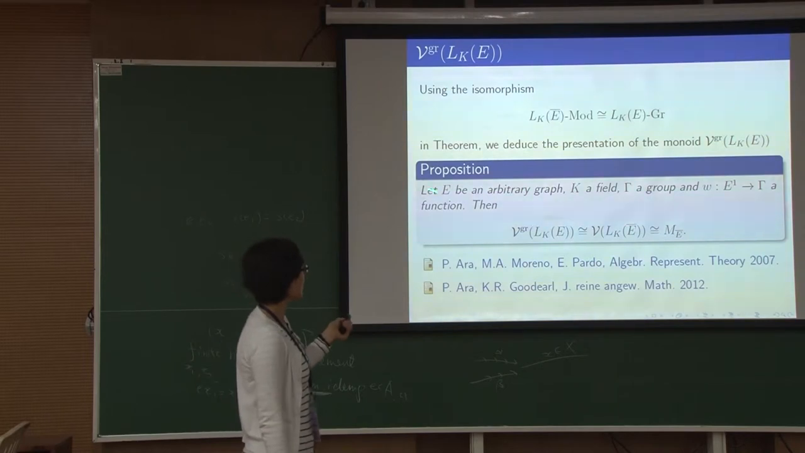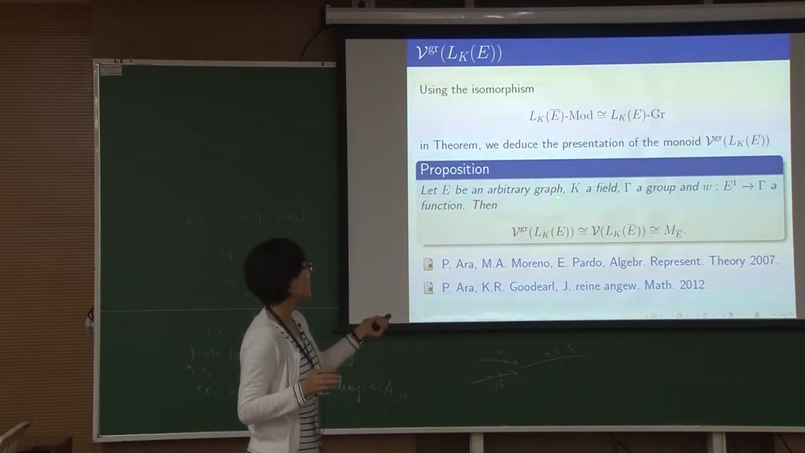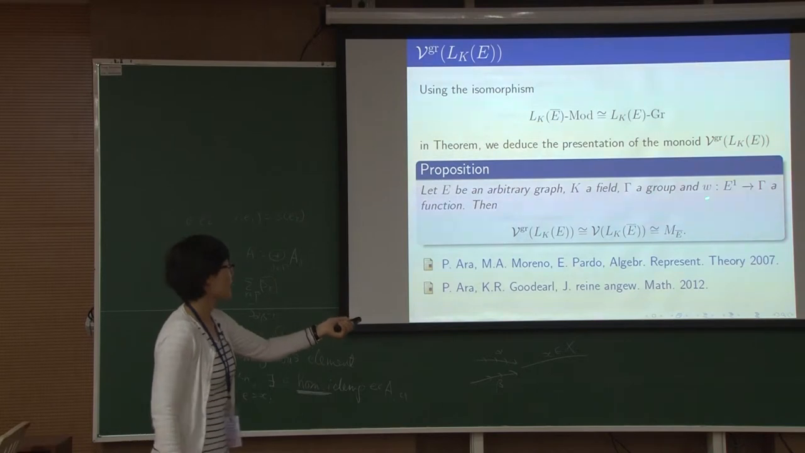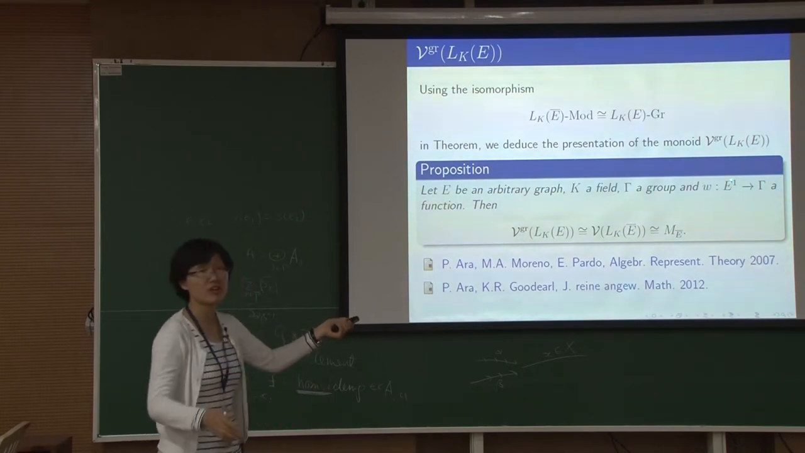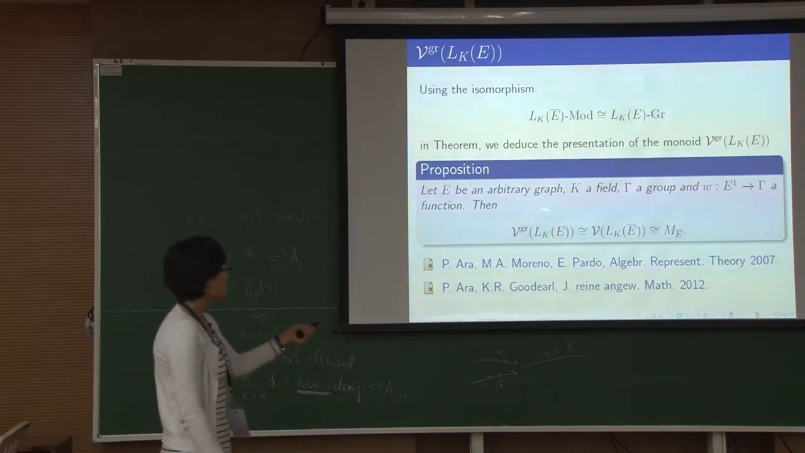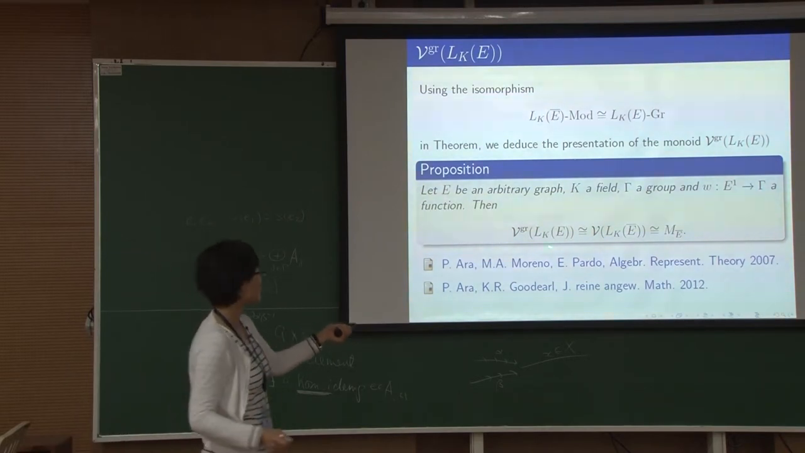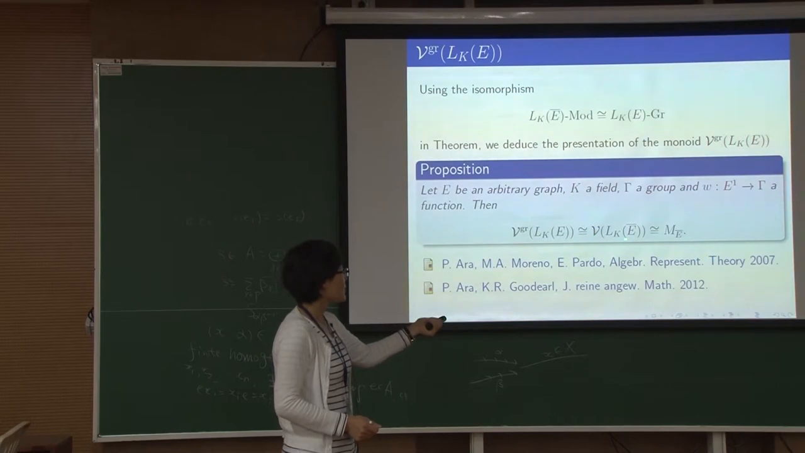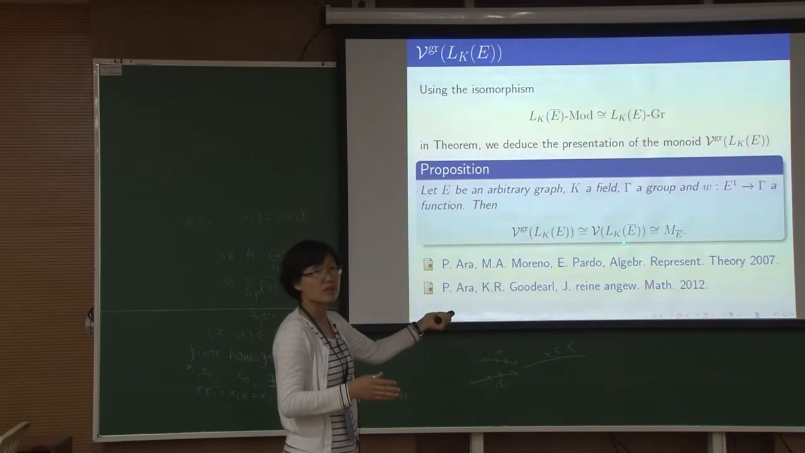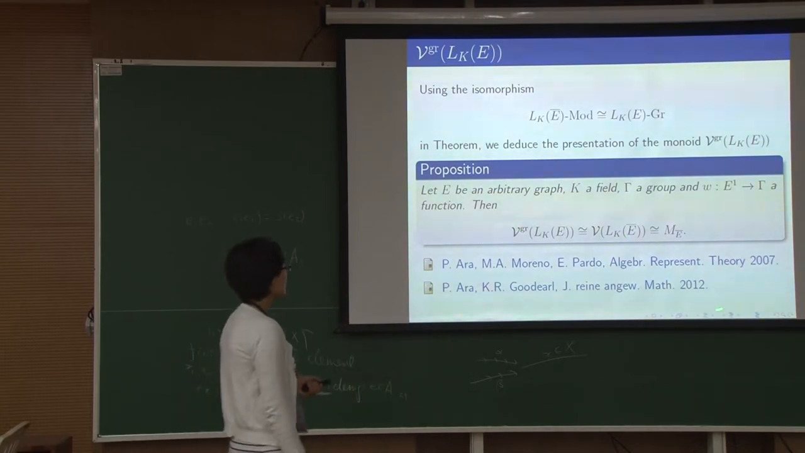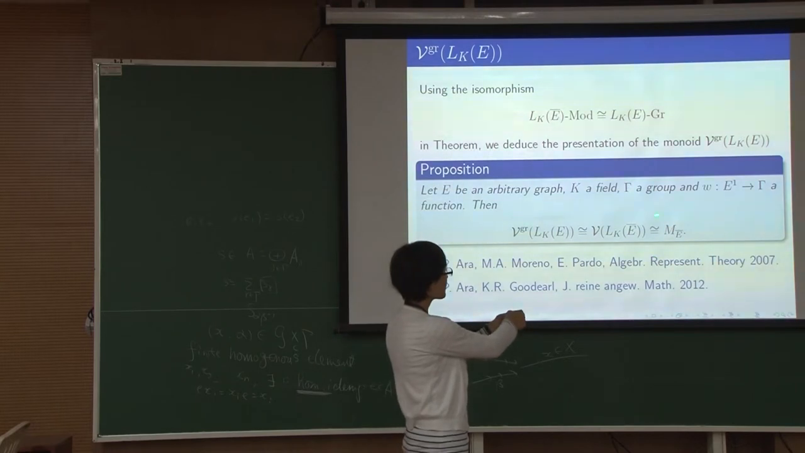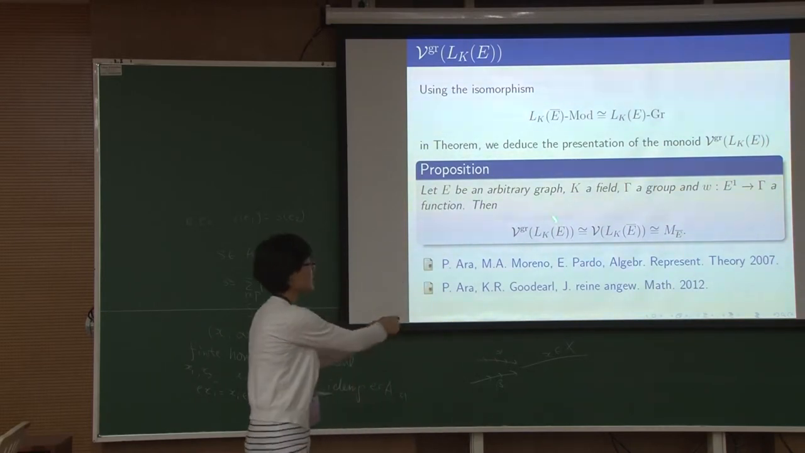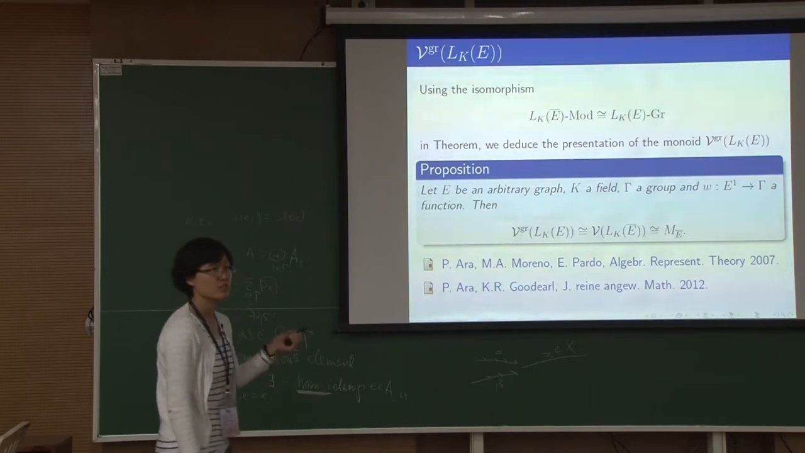So here is our proposition. Let E be an arbitrary graph, K a field, gamma a group, and W the weight function. Then we have that this graded monoid of the Leavitt path algebra is isomorphic to the monoid of the Leavitt path algebra of the covering graph. So we know that we have this monoid M_E bar is isomorphic to the monoid of this Leavitt path algebra. So here we know the presentation for this graded monoid.